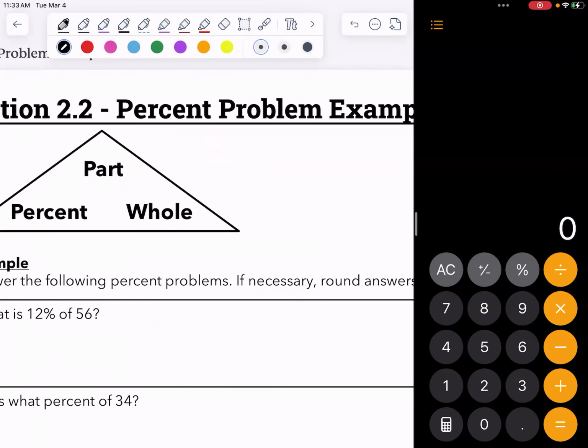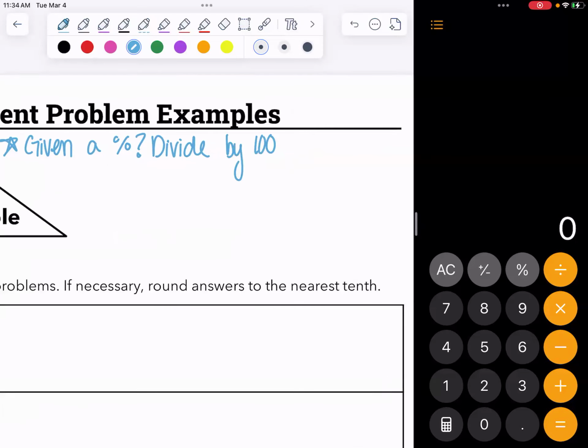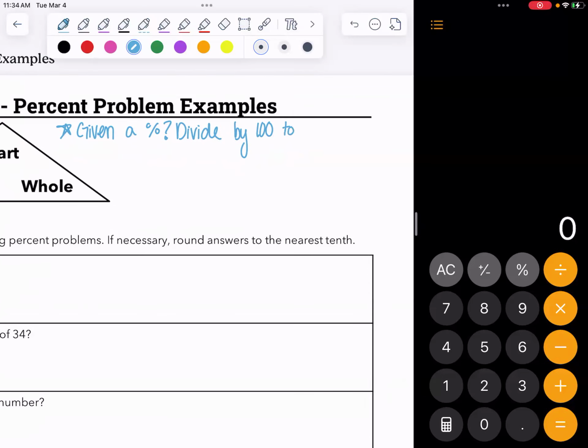The other really important thing to note here is that percentages all need to be in decimal form. So you have to convert the percentages no matter what type of problem it is, no matter if you're solving for a part, a percent, or a whole. If you're given a percent, you need to divide it by 100 to use it as a decimal. And if you are solving for a percent, you'll be given a decimal answer, so you'll need to convert it into a percent by multiplying by 100 at the end.